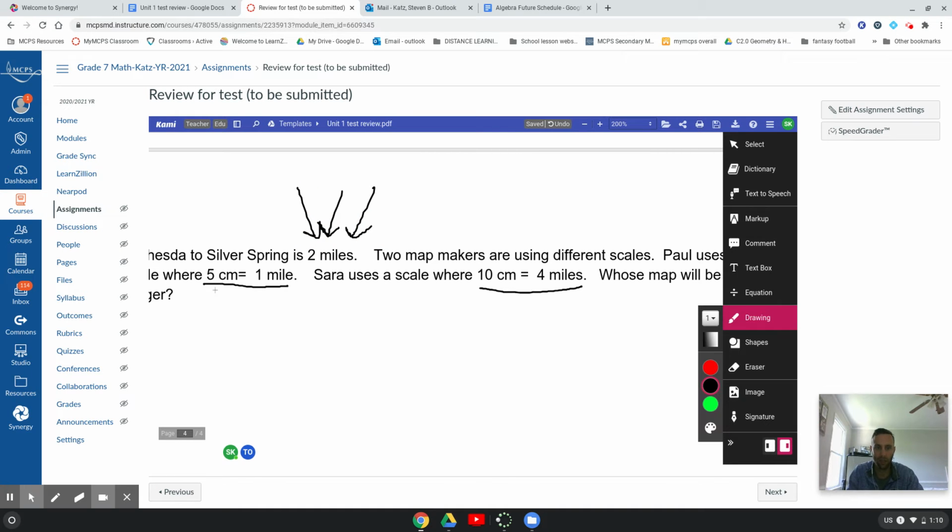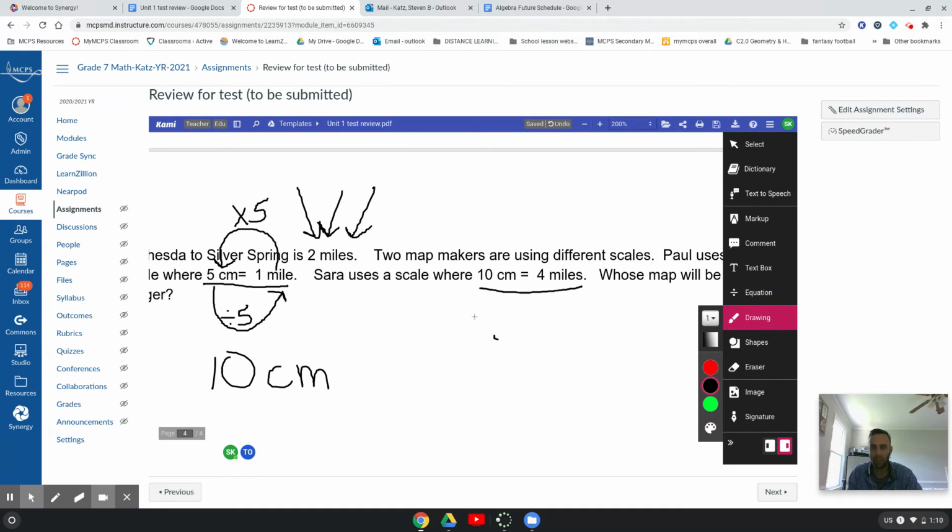Okay, so the first one, if it's 5 centimeters equals 1 mile, you can see that if you're going from centimeters to miles, you divide by 5 or times 1/5. But if you're going from miles to centimeters, you can see it goes from 1 to 5, you're multiplying by 5. So in this case, we're going from miles to centimeters, so you have to multiply by 5 for this scale. So if you were using Paul's map it would be 2 times 5, and his map would actually be 10 centimeters long, because we converted the 2 miles using his scale.